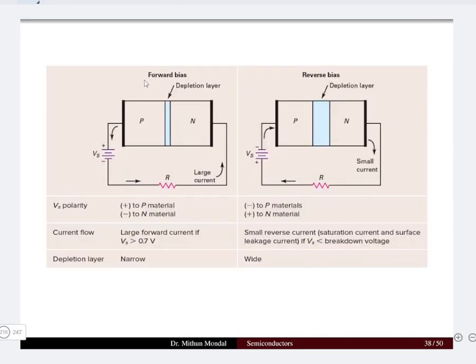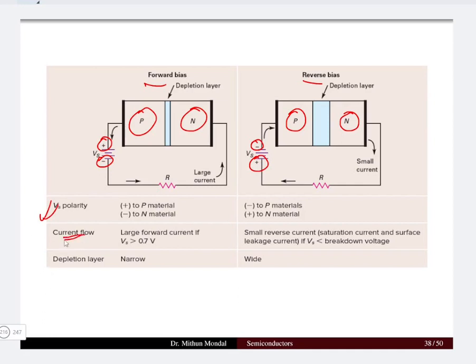Now if we compare forward biasing with reverse biasing, in forward biasing the p-type material is connected to the positive and the n-type material is connected to the negative. Here in reverse biasing, the p-type is connected to the negative and the n-type is connected to the positive. So this is the polarity of the connection for forward biasing and reverse biasing.